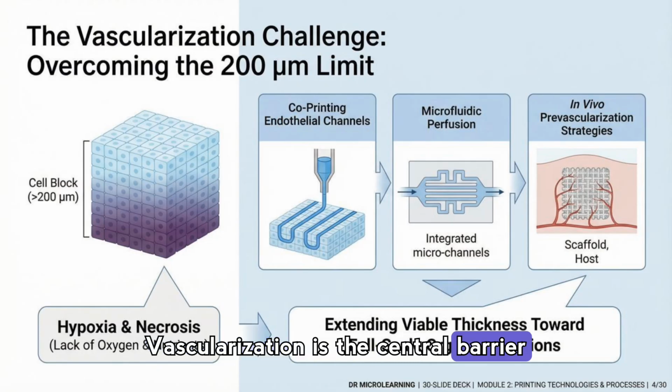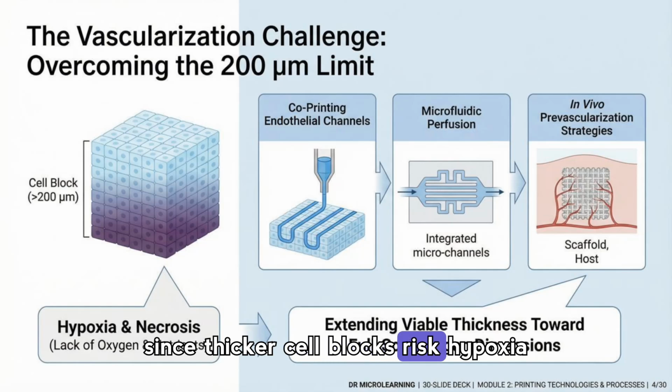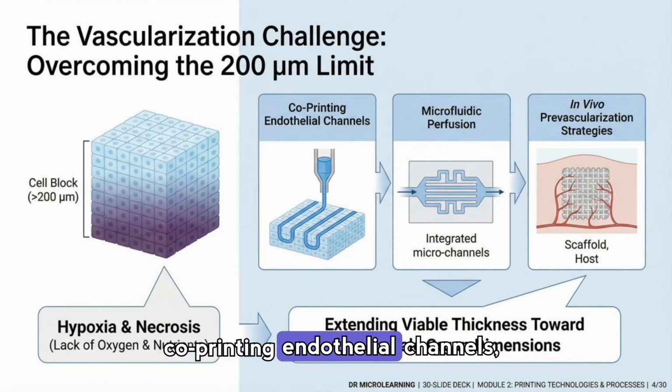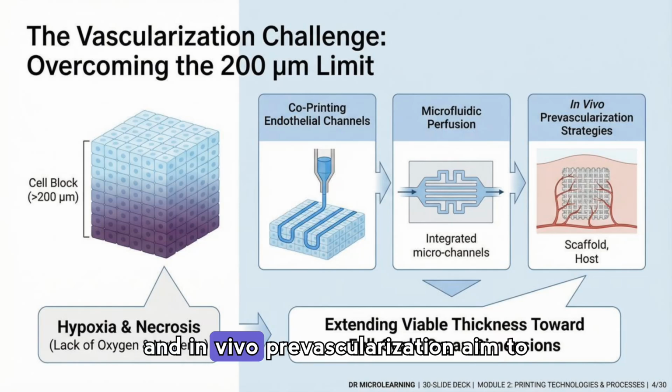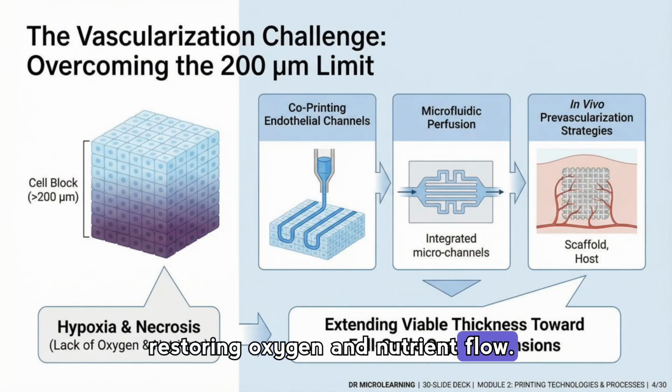Vascularization is the central barrier beyond about 200 micrometers, since thicker cell blocks risk hypoxia and necrosis. Strategies like co-printing endothelial channels, integrating microfluidic perfusion, and in vivo prevascularization aim to extend viable tissue thickness toward organ dimensions by restoring oxygen and nutrient flow.